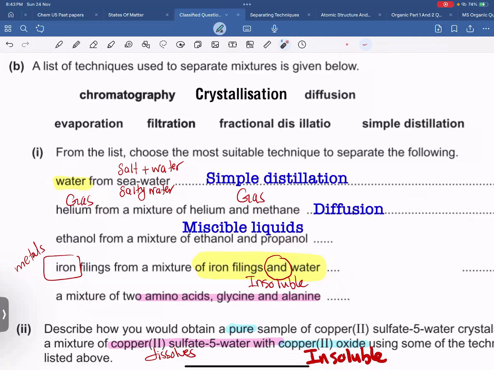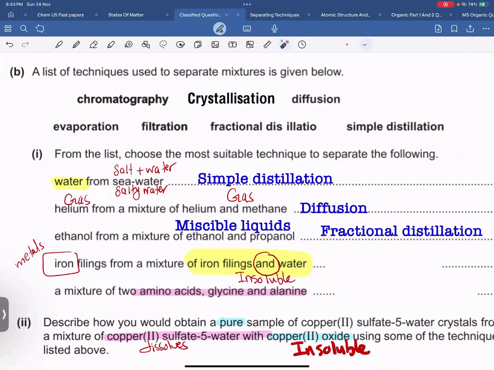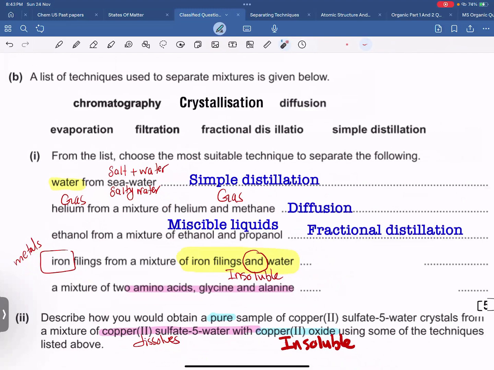Ethanol from mixture of ethanol and propanol. Take care. Ethanol and propanol are miscible liquids with different boiling points. To separate ethanol from a miscible liquid with different boiling point, use fractional distillation. Using fractional distillation.